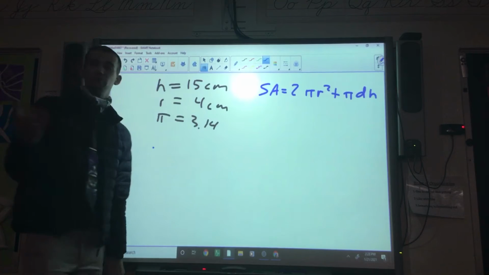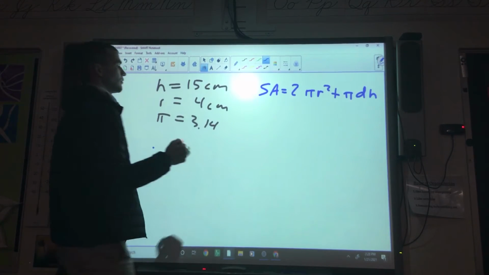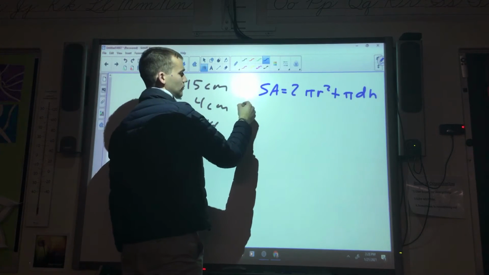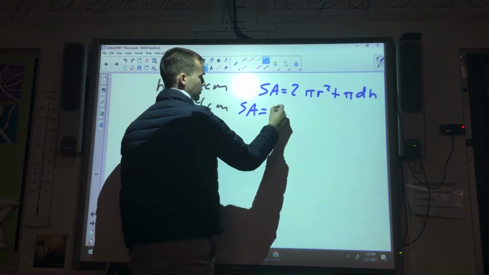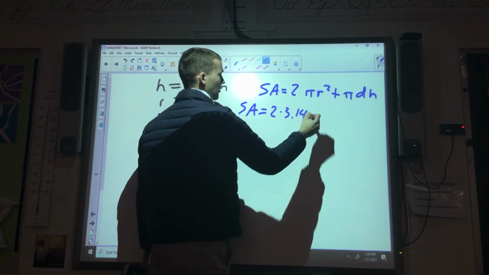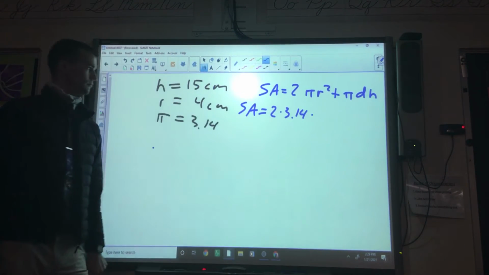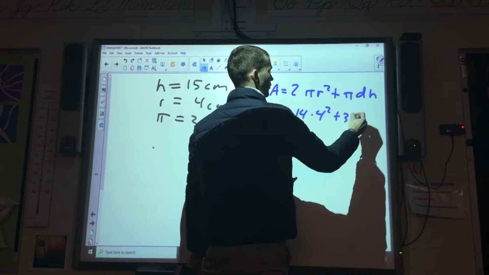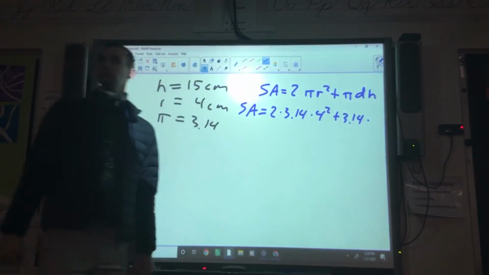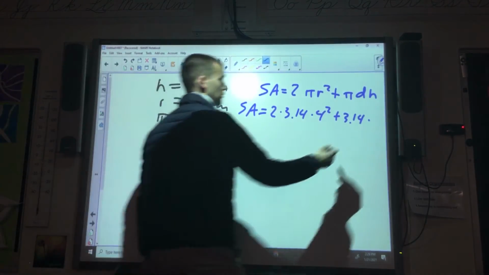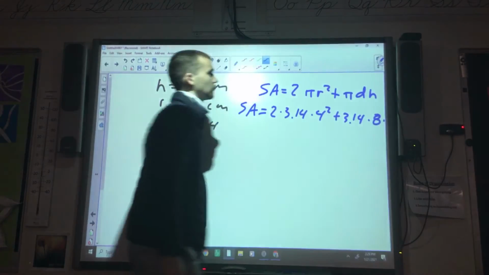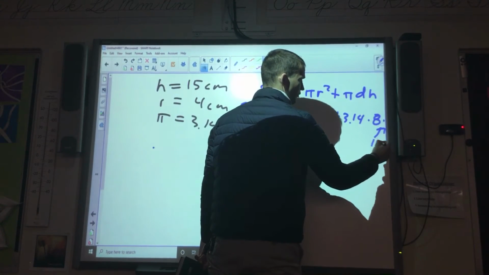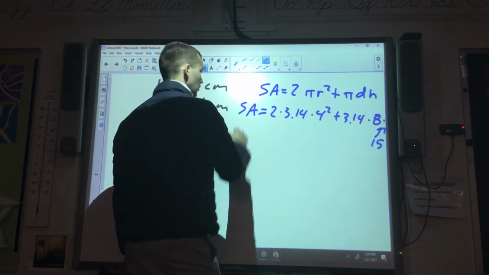All right, and then what was the last thing? Fill in the parts you know. Do we know the surface area? Nope. So we keep on writing surface area. Do you know what pi is? Yeah, we know this is 3.14. Do you know what the radius is? Yep, it's 4. So we're writing 4 squared plus 3.14. Do we know what the diameter is? 8. And what is the height? 15. I'm going to put a little arrow up there because that should be multiplying by 15.